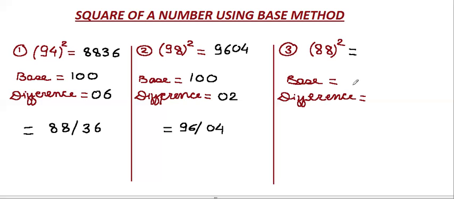Let's take another example. Suppose we want to find the square of 88. So what is the base for this 88? Same, base is 100. What is the difference between 88 and 100? So 88 is 12 digit lesser than the 100. So we will write here the difference. Same, we will write the answer in 2 parts. In the second part, we will write the square of this difference. So square of the difference is 144.